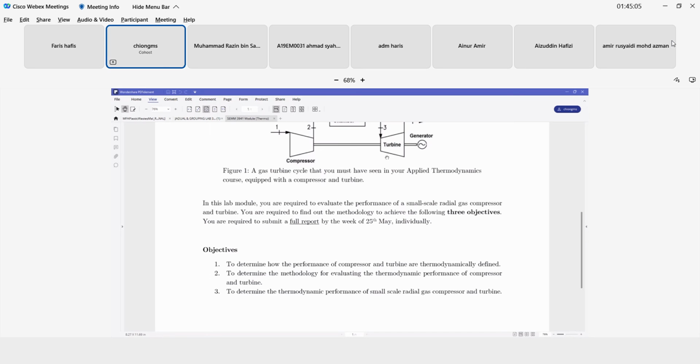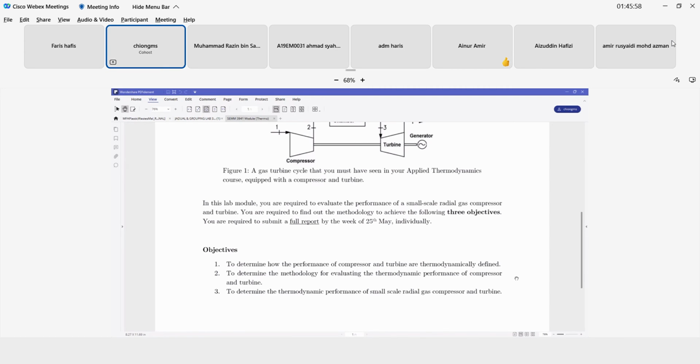So your job is, by the Wednesday after the mid-sem break, you should find out what performance we are talking about and the methodology of evaluating this performance, so that when I pass you the experiment data, you know what to do with it. Any questions so far? All right, should be clear.